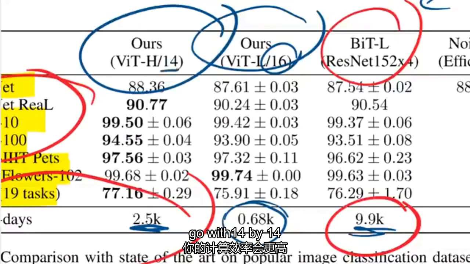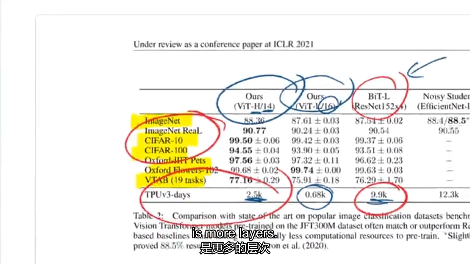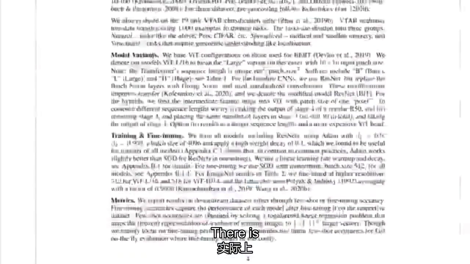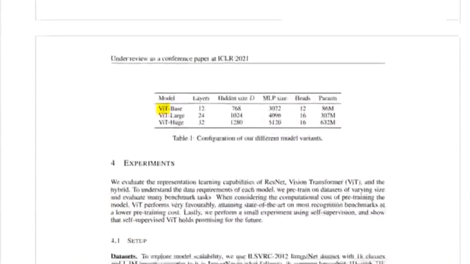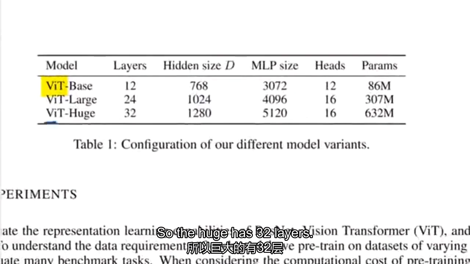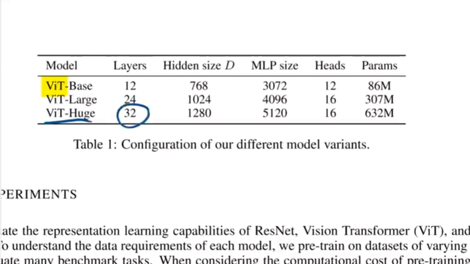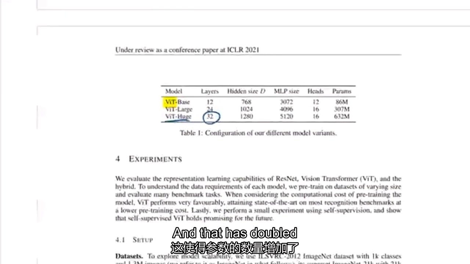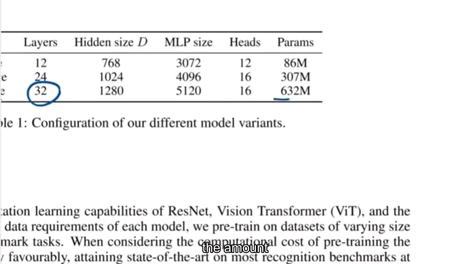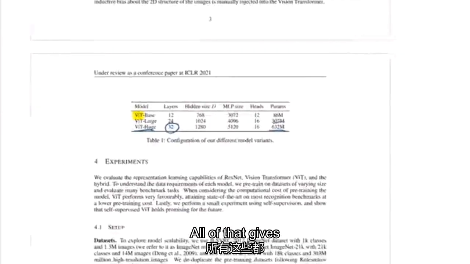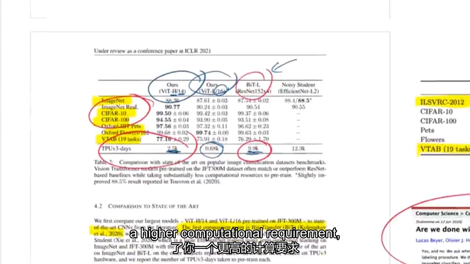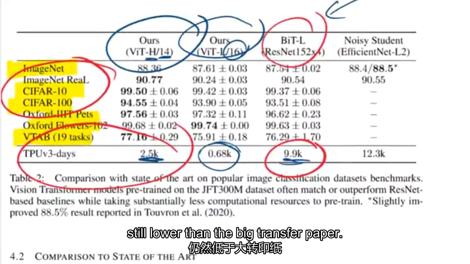If you go with 14 by 14 patches, but also the H, I believe, is more layers. There is actually a table up here. Yeah, so the huge has 32 layers, and that has double the amount of parameters. All of that gives you a higher computational requirement, still lower than the big transfer paper.